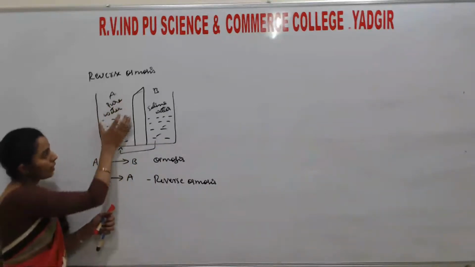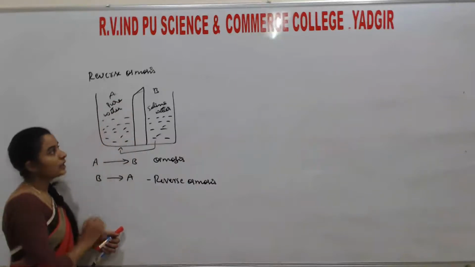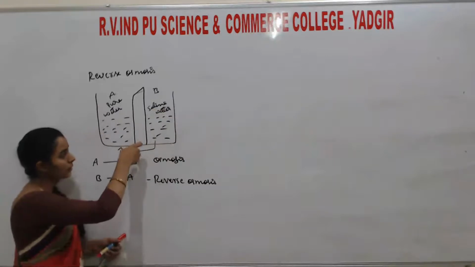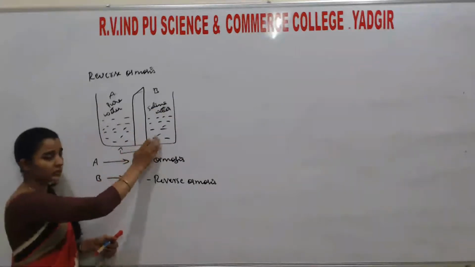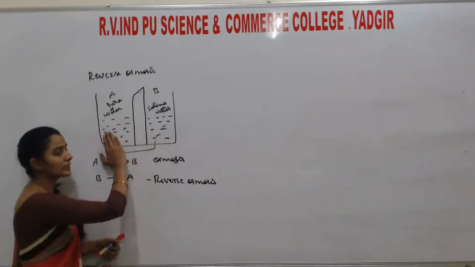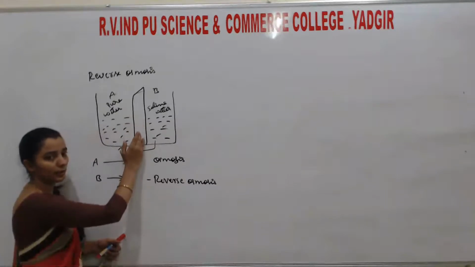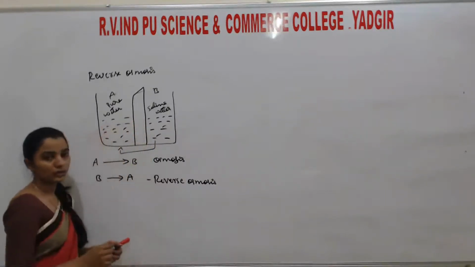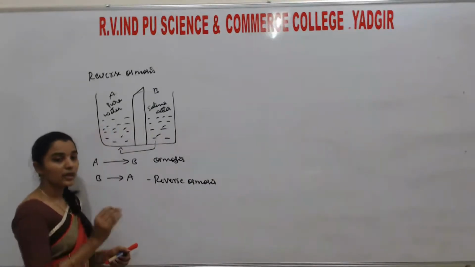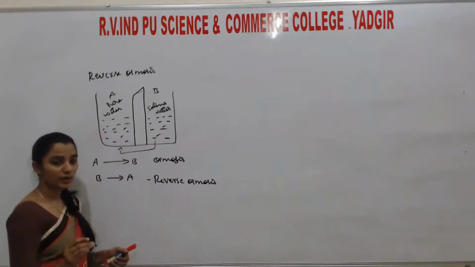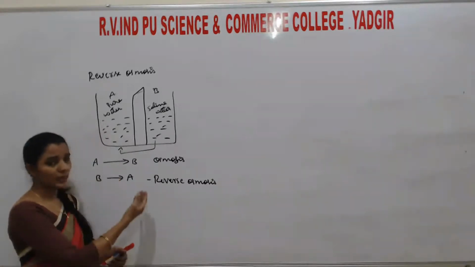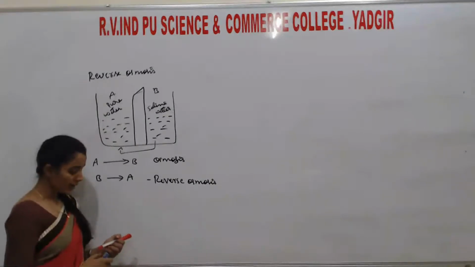As I told you, here already a pure solvent is there. Here solute and solvent are there. If we apply the extra pressure to this, only solvent particles move through the semi-permeable membrane. So only pure water moves from here to here. So RO purifier means reverse osmosis purifier. How does this reverse osmosis take place? By applying extra pressure which is greater than the osmotic pressure.